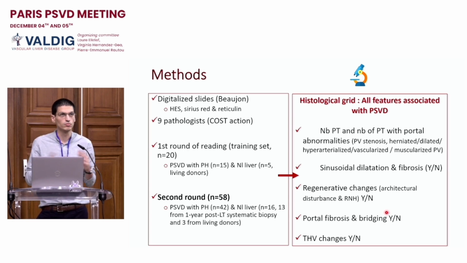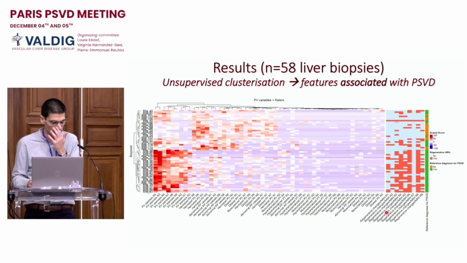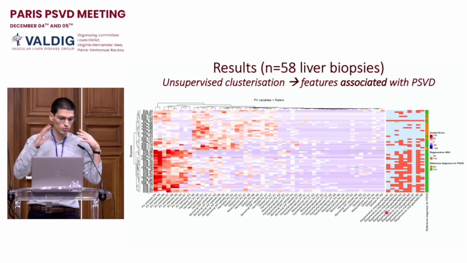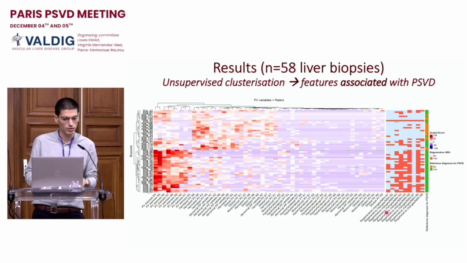And we had a very large histological grid with some quantitative items, because we want to know how many portal tracts have to be involved with each feature. So we counted each portal tract with each feature, PV stenosis, herniated, and so on. And besides that, some categorical and some qualitative lesions too. And so here is one way to represent it, so we can, at the same time, look at the reproducibility and also the correlation with PSVD.